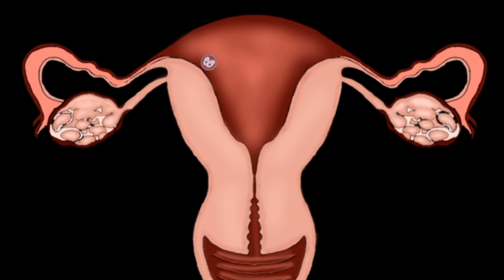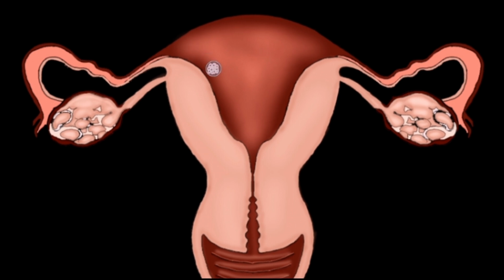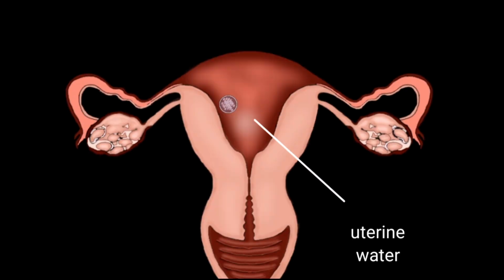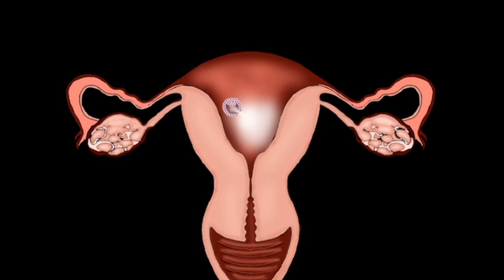After it attains the 16 cell stage, it is called morula. Do you know why this stage is called morula? It is because the structure of this stage resembles a mulberry. Now uterine fluid in the uterus starts to move inside the cells, forming a small cavity called blastocoel.